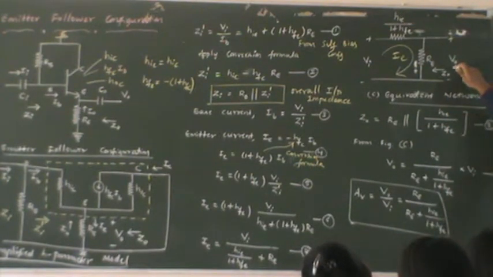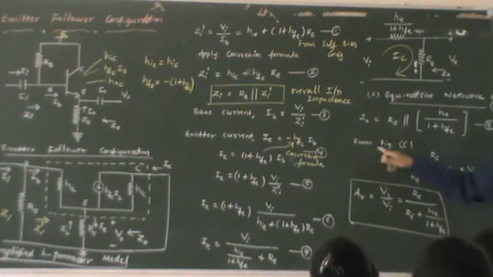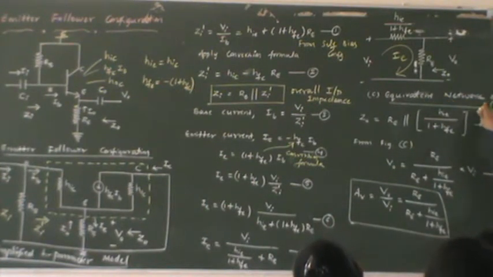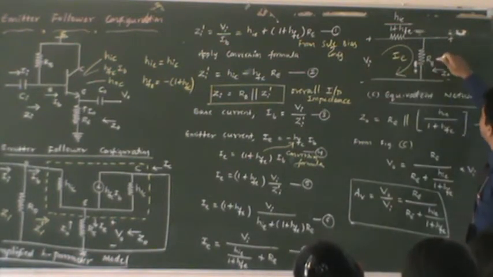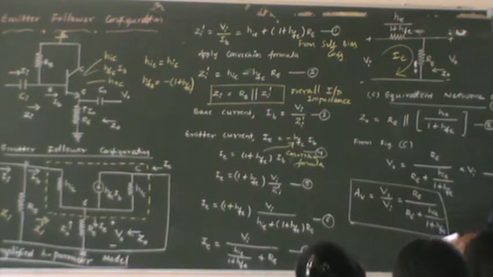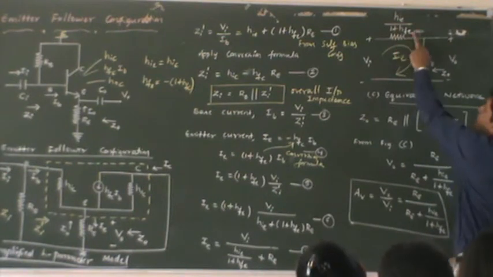Also you can relate V0 and VI by applying the voltage division rule, that is nothing but equation number 9. From figure C, which is nothing but the equivalent network, if you apply the voltage division rule, V0 is equal to VI times RE divided by RE plus this HIE divided by 1 plus HFE.